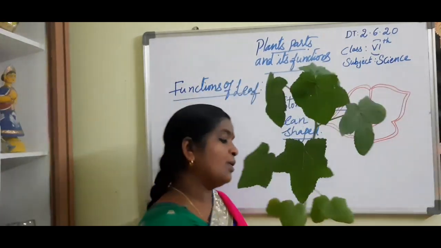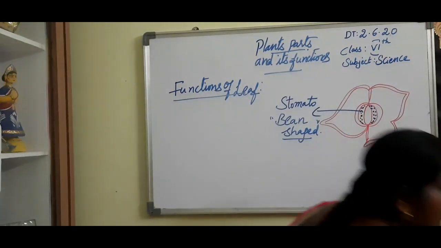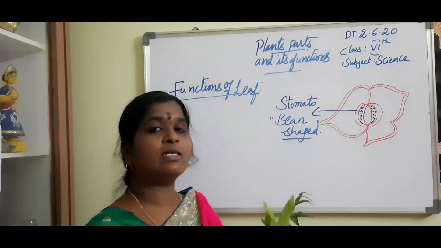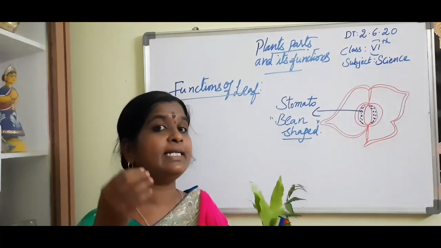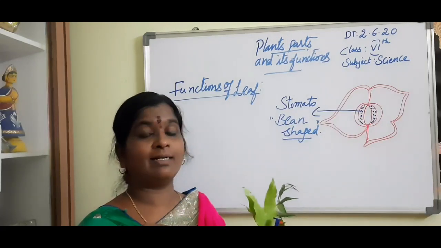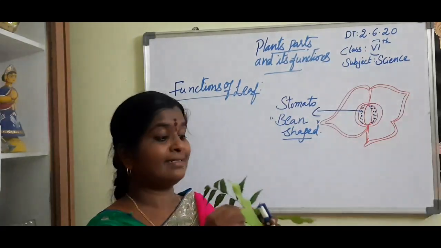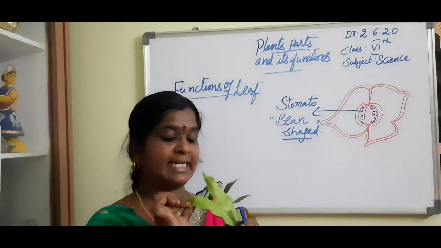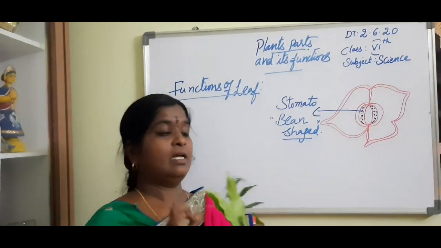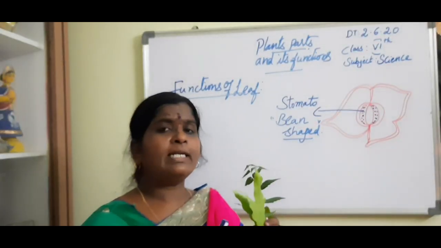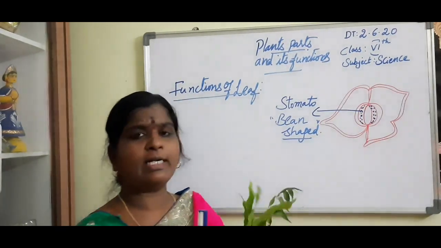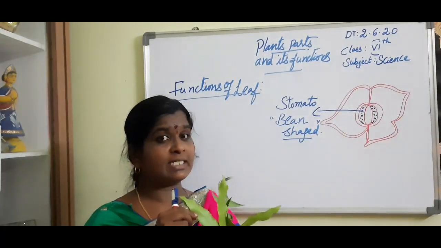Understood? So leaves play a vital role because they store the food materials in the leaves. That's why they are green in color, because of the pigment chlorophyll which is green in color. So these are the important functions of the leaf. Before this we have already discussed that the plant breathes.